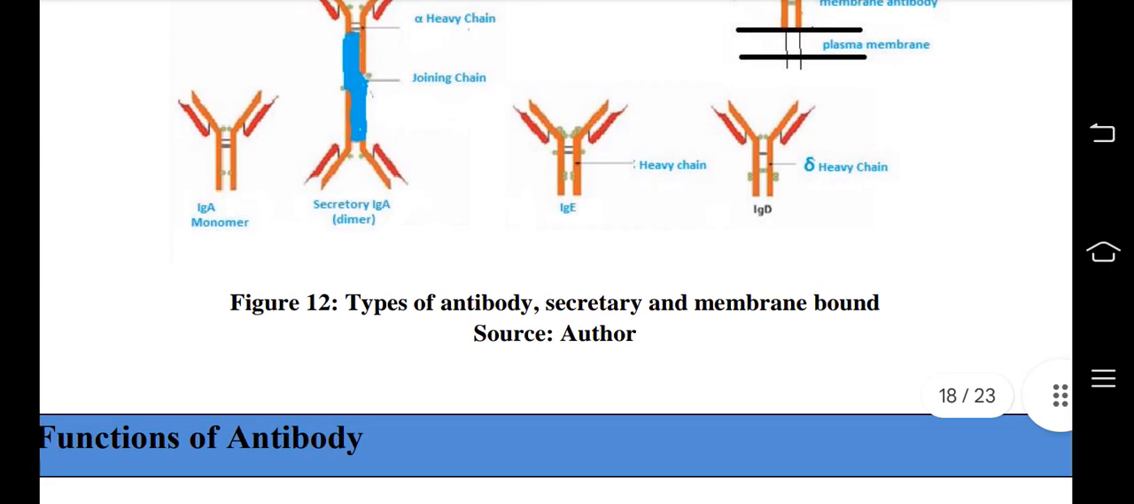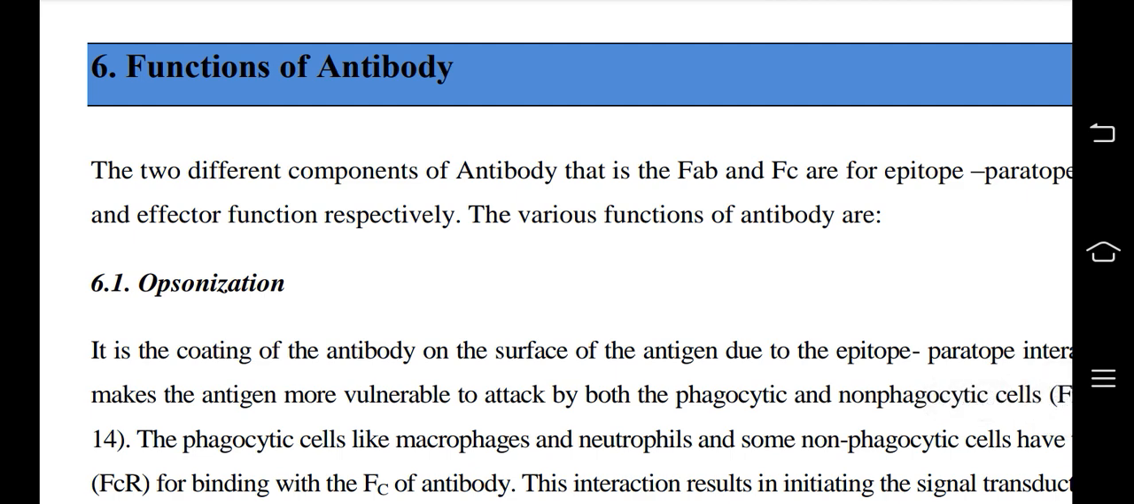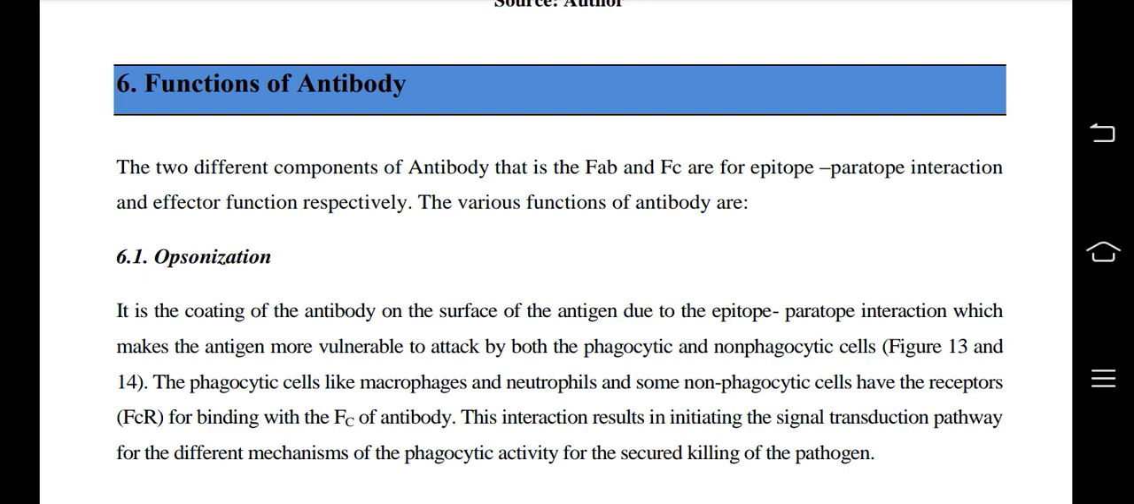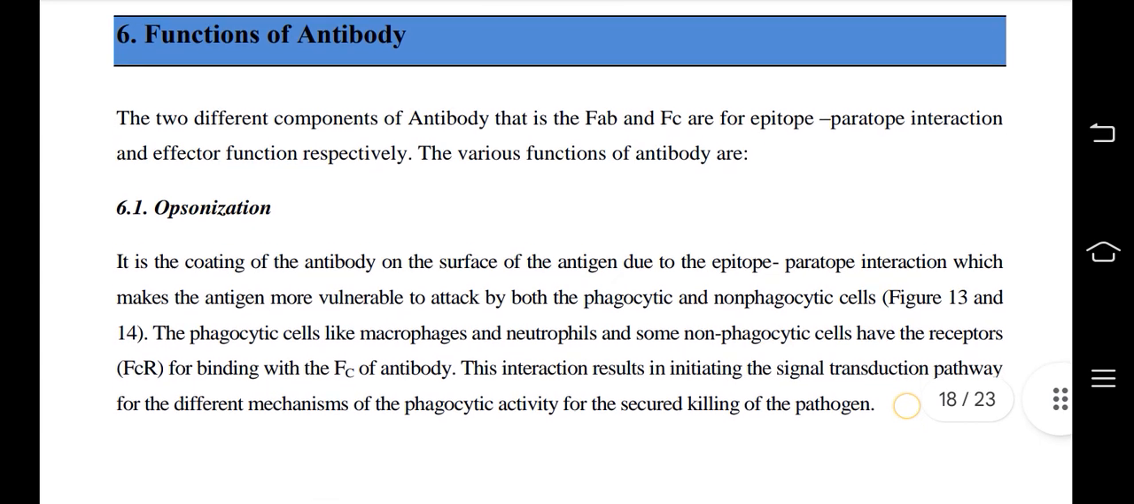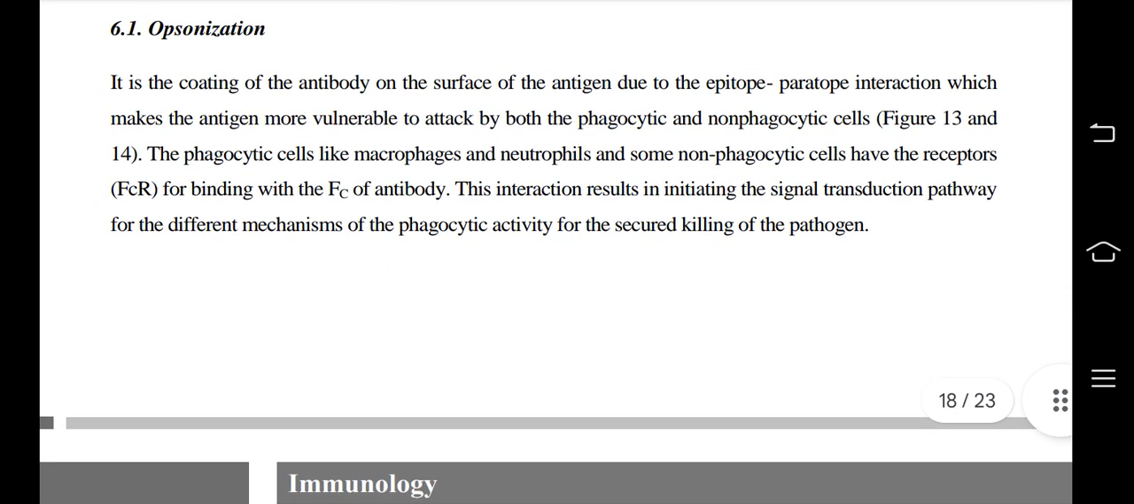Membrane antibody is in the plasma membrane. Functions of antibody: the two different components, Fab and Fc, are for epitope-paratope interaction and effector function respectively. The various functions of antibody begin with opsonization. Opsonization is the coating of antibody on the surface of the antigen due to epitope-paratope interaction, which makes the antigen more vulnerable to attack by both phagocytic and non-phagocytic cells.